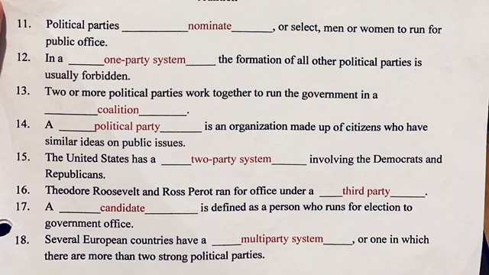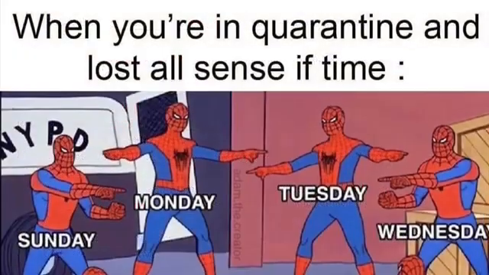Number 17, a candidate is the term for the person who runs for election to a government office. Right now, the Democratic candidate is Joe Biden. The Republican candidate is Donald Trump. And our final answer here for number 18 is several European countries have the multi-party system, where they have more than two strong political parties.